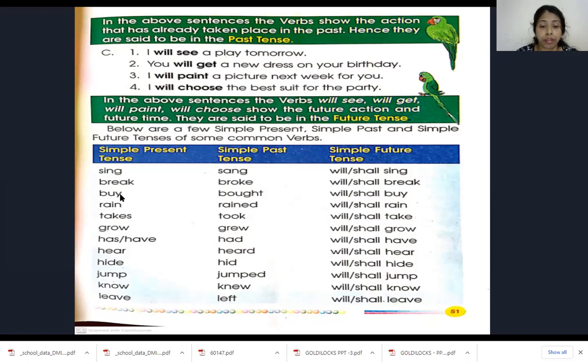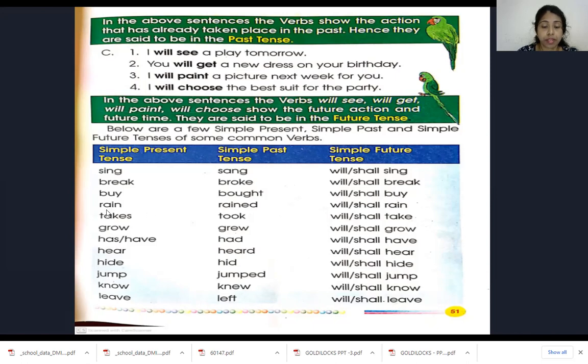Now, the next verb is buy. In the simple present form, the word will be buy. In the past form, the word will be bought. The buy will change into bought. And for the future form, it will be will buy or shall buy.